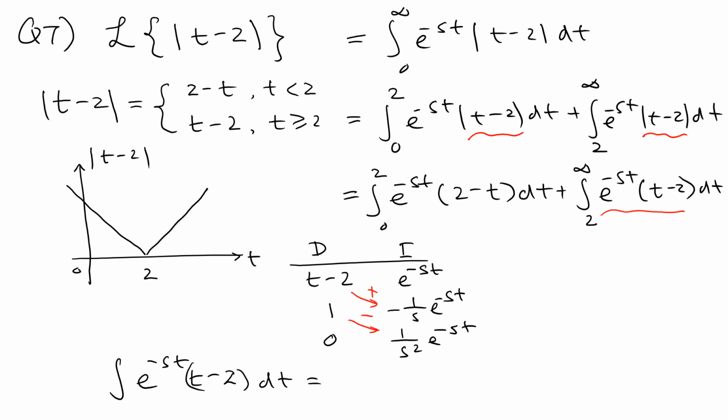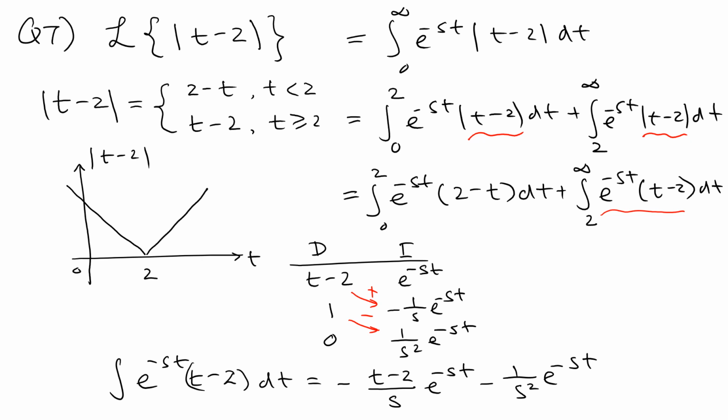So because of that, you can see you're going to get negative (t minus 2) over s times e to the minus st. That's the first term. The second term is also negative, so it's 1 over s squared times e to the negative st. So that is what you get as the integral for this one. Now we can also simplify this a little bit.